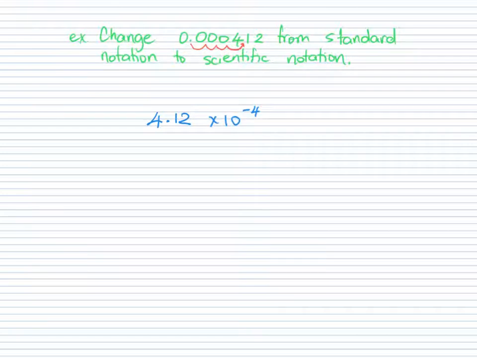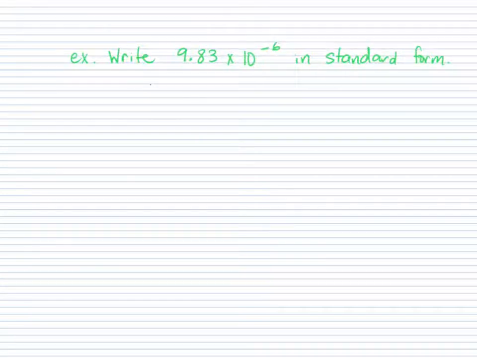All right, let's try one more, but this time let's go in the other direction, changing from scientific notation to standard form. Here we have 9.83 times 10 to the negative 6. You may recall that a negative exponent is telling you that this is a really small number. It's also telling you that the decimal place has to be moved over to the left 6 places to get the actual number in standard notation.